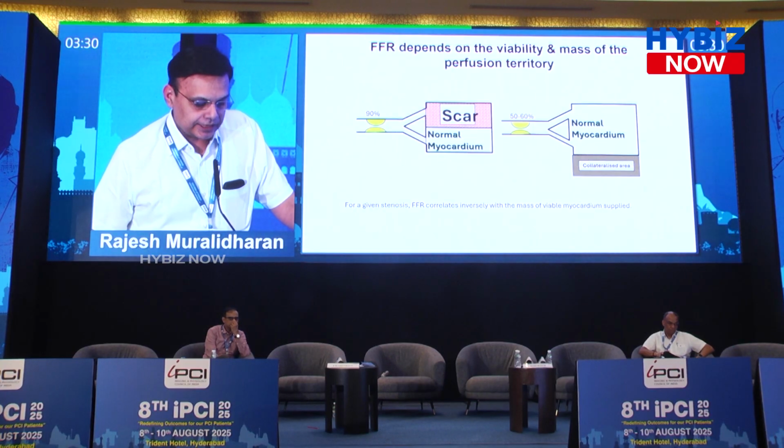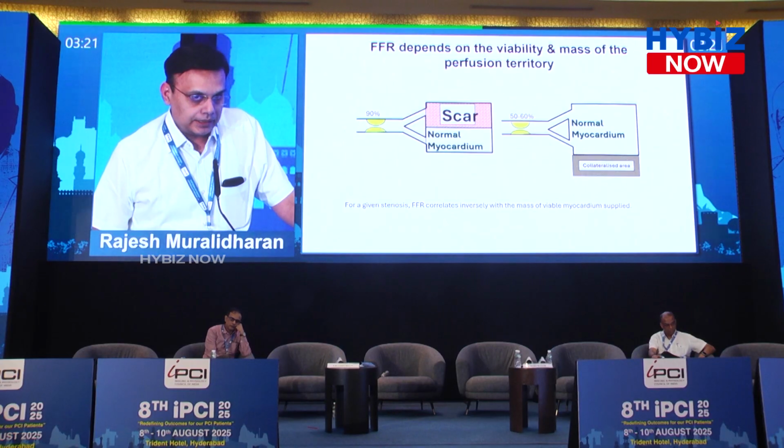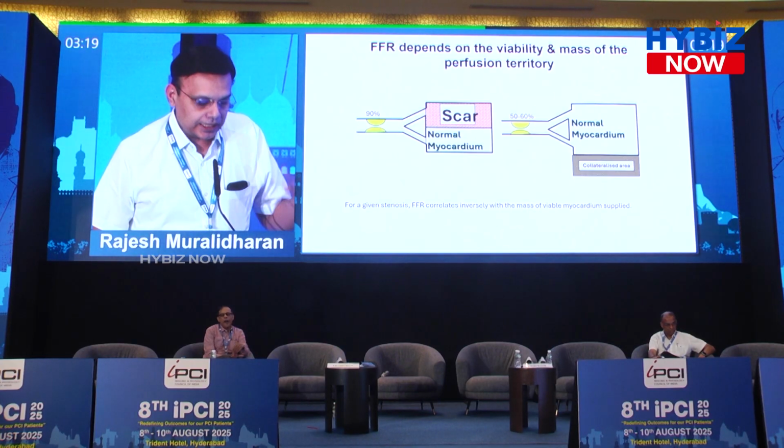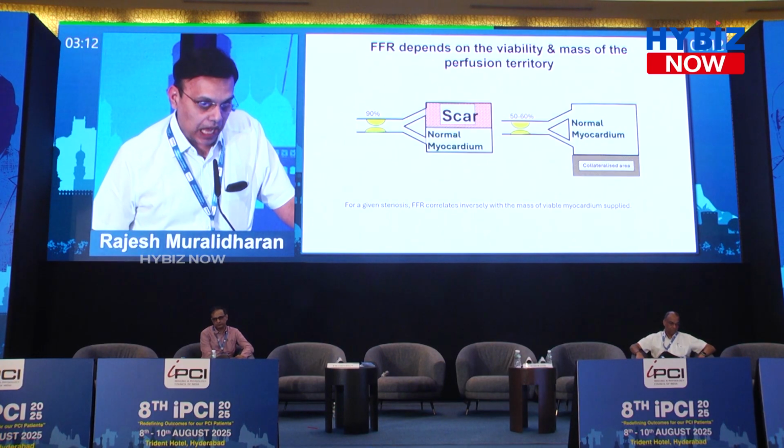In the first instance, part of the normal myocardium is replaced by a scar, or in other words, the normal myocardium that is subtended by this 90% stenosis is lesser. In the second instance, there is an additional area of myocardial mass that is attached to the normal myocardium, or the 50 to 60% lesion is now subtending a larger myocardium.